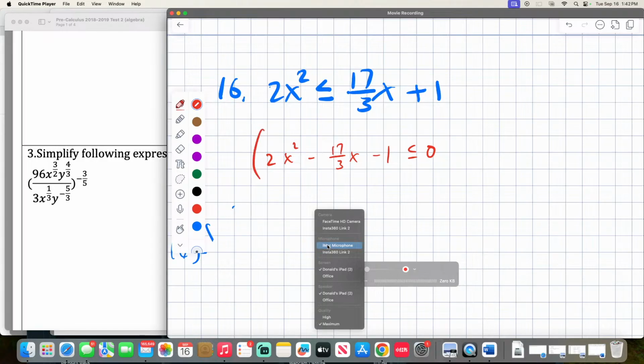And then I'll multiply this by the 3 because I don't like fractions. So I can multiply this by 3. That's going to be 6x squared minus 17x minus 3 less than 0, because 3 times 0 is still 0. So far, any questions? What about the negative? I subtract 17 over 3x on both sides. And I add 1 on both sides.